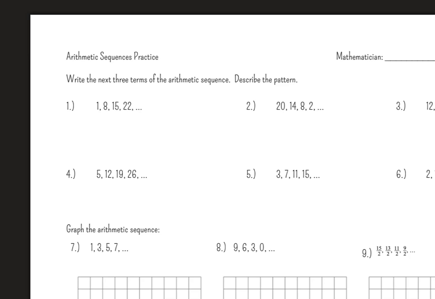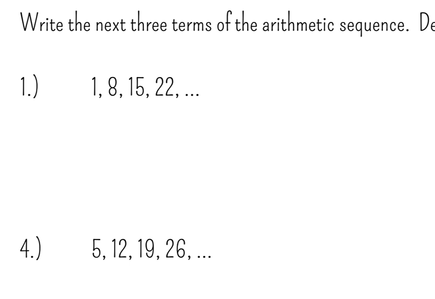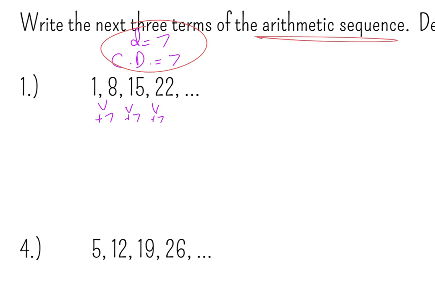Write the next three terms of the arithmetic sequence. All right, so this is plus 7, plus 7, plus 7. So our common difference, CD, is 7, and we can also just call it D. Anyway, we really don't need to define that. I'm just doing it because that's part of an arithmetic sequence. So we have 29, 36, and 43.